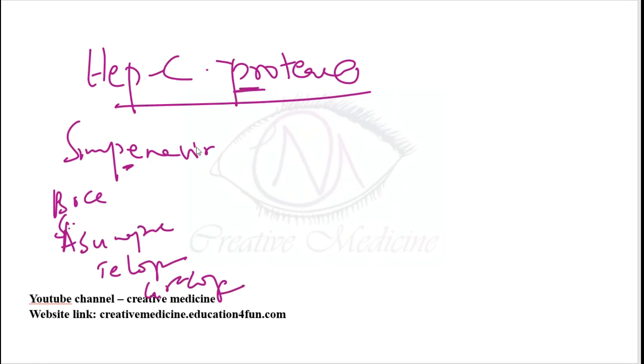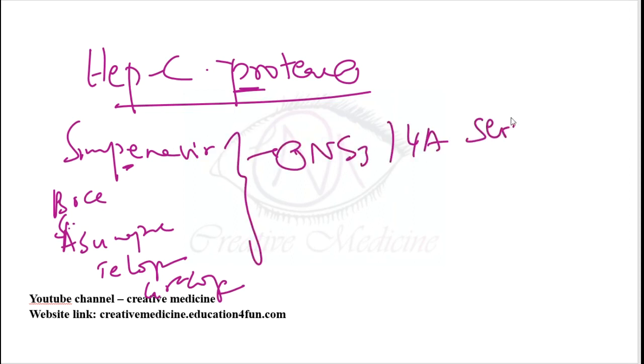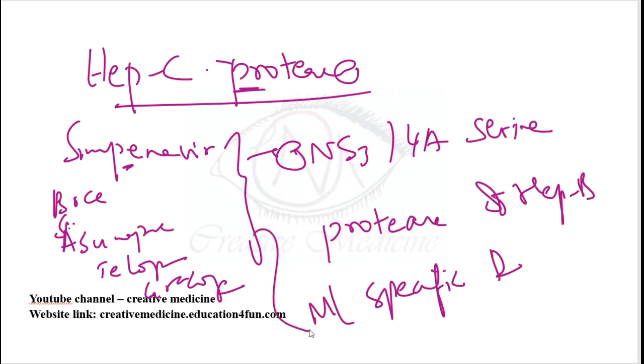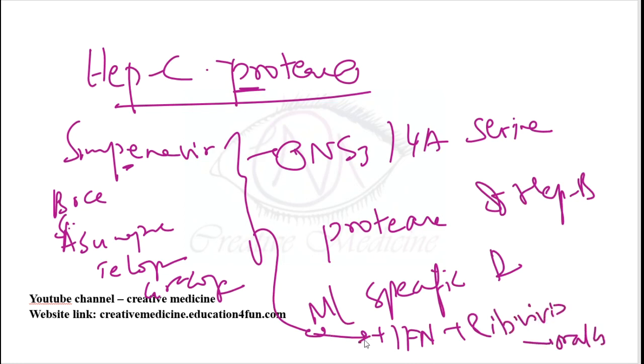These are the previrs, the protease inhibitors. All of these inhibit the NS3/4A serine protease of hepatitis C virus. These are the most specific drugs. They are added to interferon and ribavirin, and can be administered orally with food.